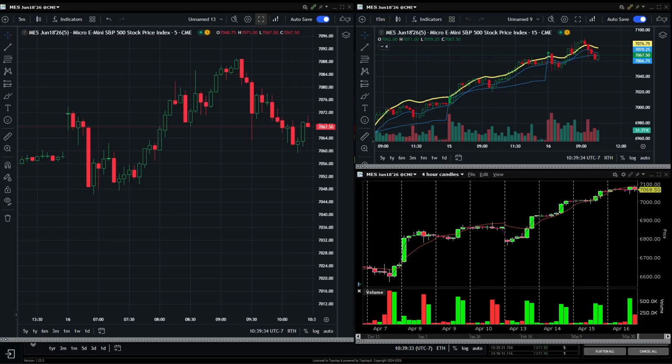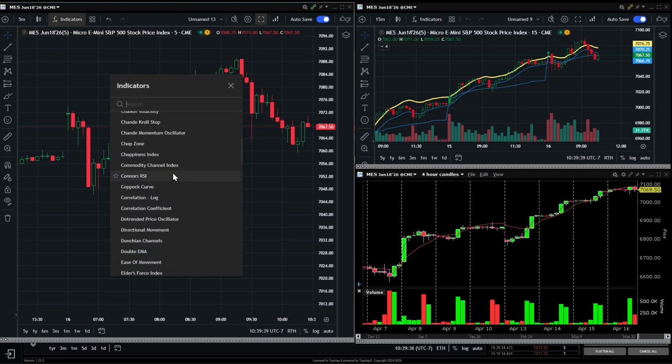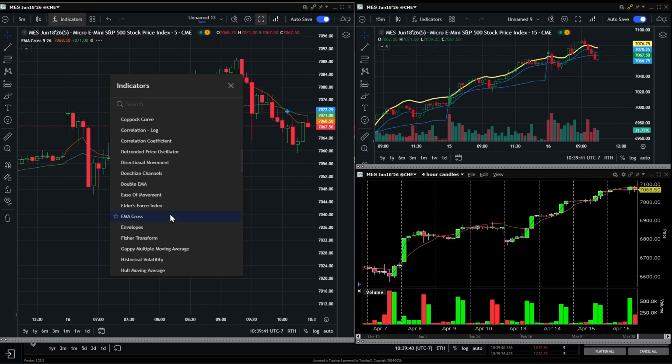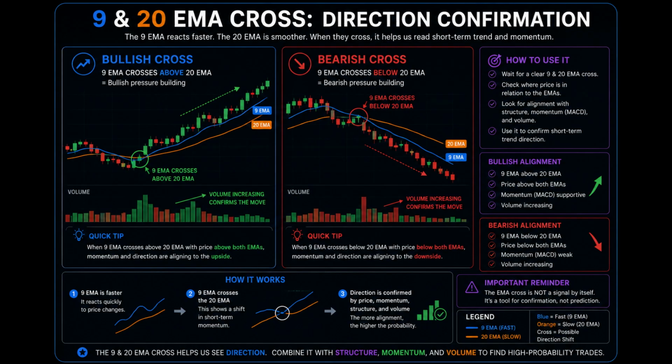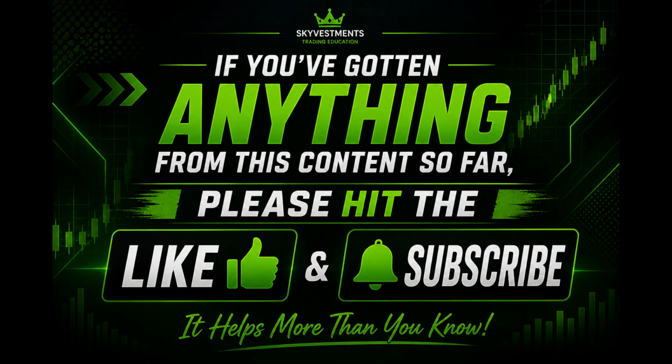Now, the next indicator is something we've talked about before. This is the EMA cross. And the two EMAs I like to use are the 9 EMA and the 20 EMA. The 9 EMA is the faster moving average. When the 9 EMA crosses above the 20 EMA, that can show bullish pressure building. That means price may be starting to shift to the upside. When the 9 EMA crosses below the 20 EMA, that can show bearish pressure building. That means prices may be starting to shift to the downside.